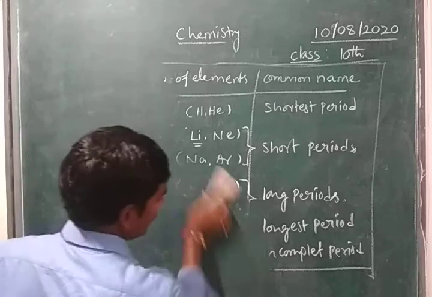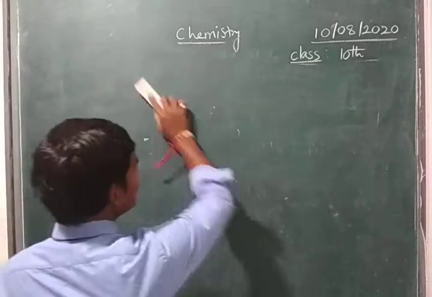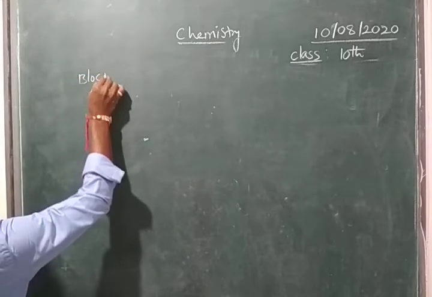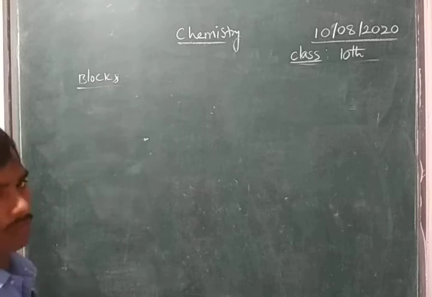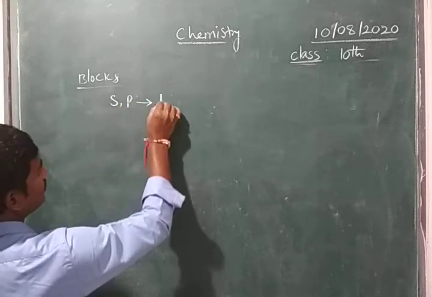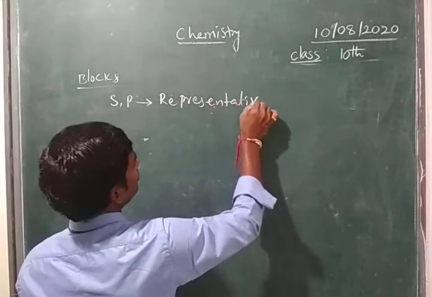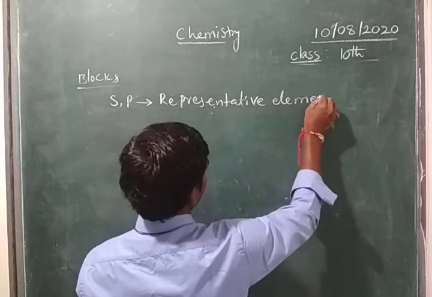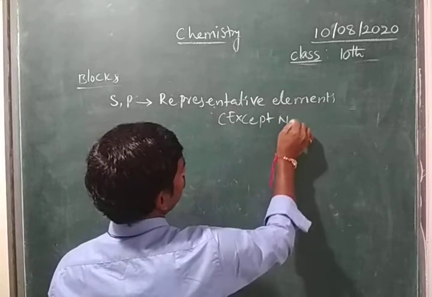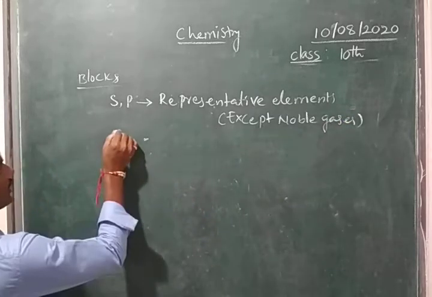What blocks do we have? S block, P block, D block, F block. Right, children? See here: the first one is about groups, the second one about periods, the third one about blocks. Here S and P blocks we have to consider as representative elements, except noble gases. Right, children?